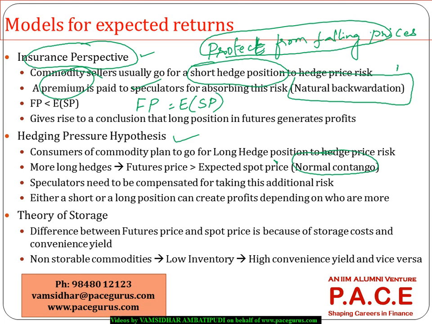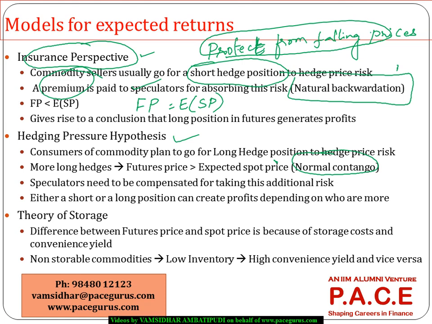depending on who are more. If the sellers with a short hedge position are more in number, probably the futures price will be less than the expected spot price. A normal backwardation will result, which means a long position can generally benefit. But if I see consumers with a long position in the futures market more, then the futures price will be greater than the expected spot price, giving rise to a normal contango position. So a person who has a short position in the futures market will definitely benefit out of it.